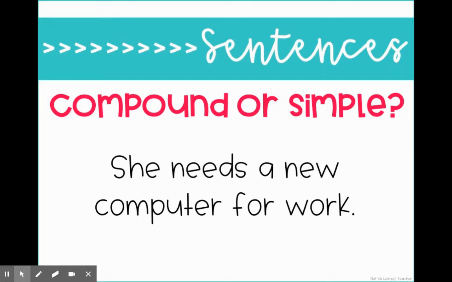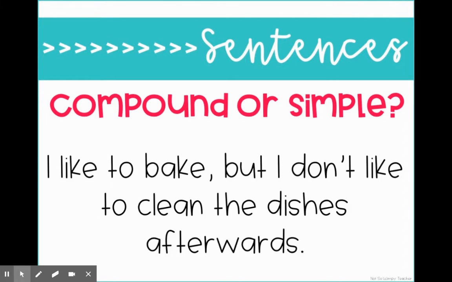So let's look at some examples. Is this an example of a compound sentence or just a simple sentence? She needs a new computer for work. This is just an example of a simple sentence. There is no comma or conjunction. There's just one subject and a predicate.